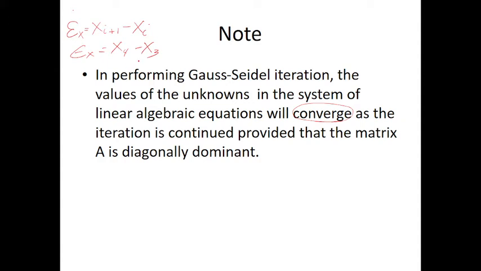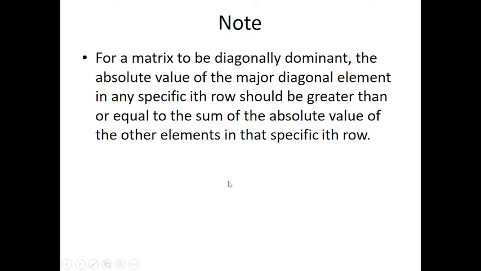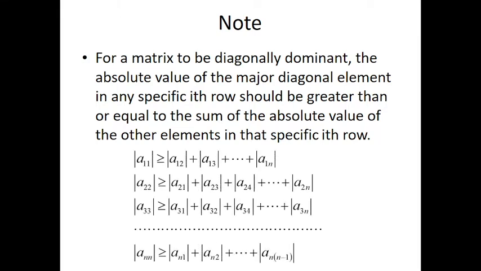So we proceed now. For a matrix to be diagonally dominant, the absolute value of the major diagonal element in any specific ith row should be greater than or equal to the sum of the absolute values of the other elements in that specific ith row. So this is just similar to the Gauss-Jacobi method that I discussed before.